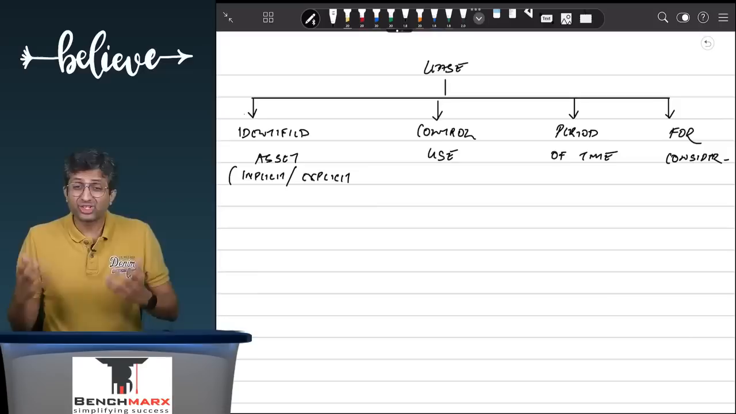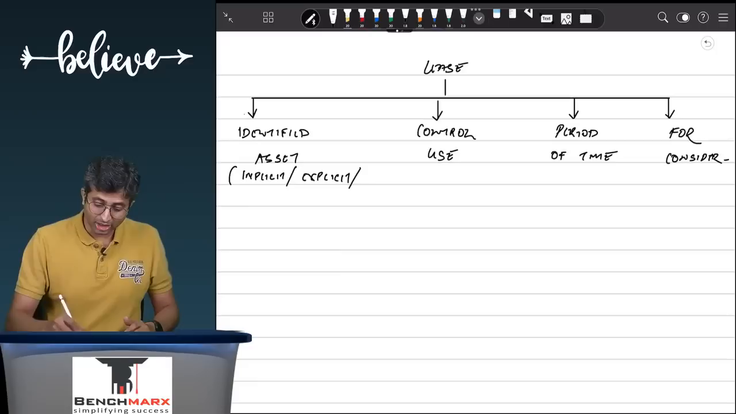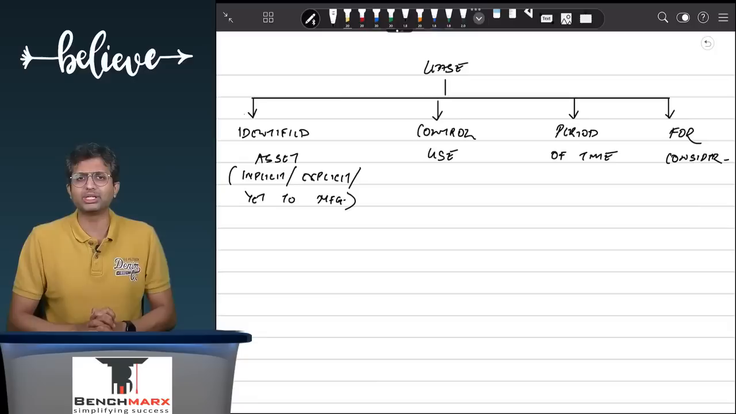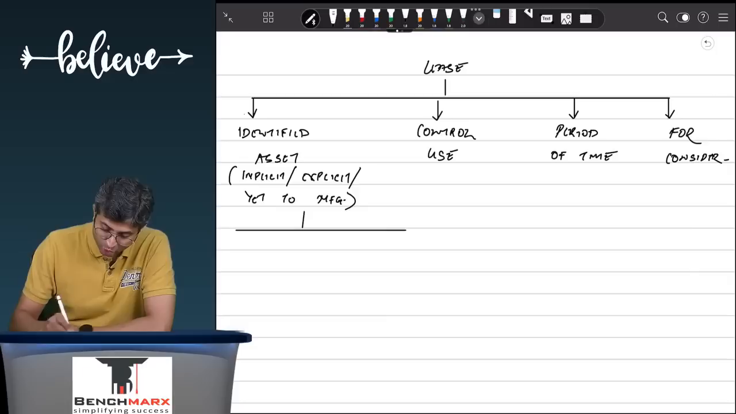In certain cases, the asset may not even be manufactured. It can be yet to be manufactured. Still, it can be considered to be identified. When is it identified? Well, there are two things that you need to remember over here.